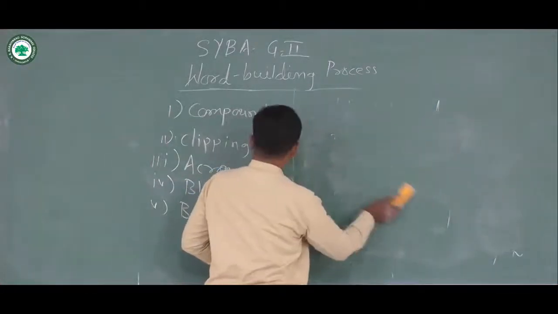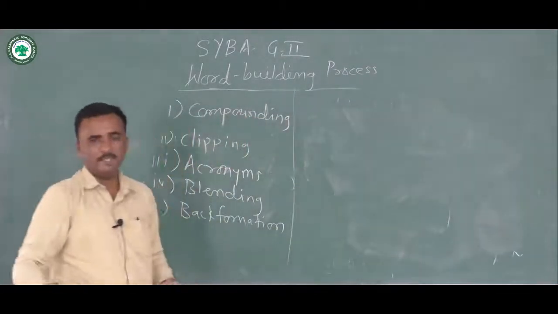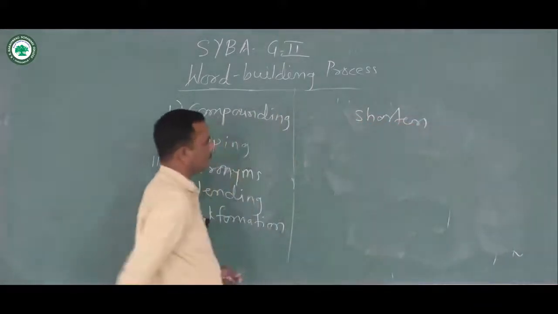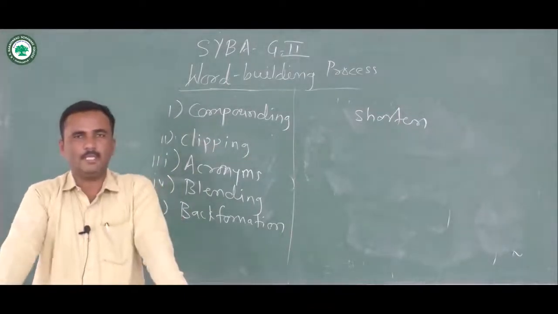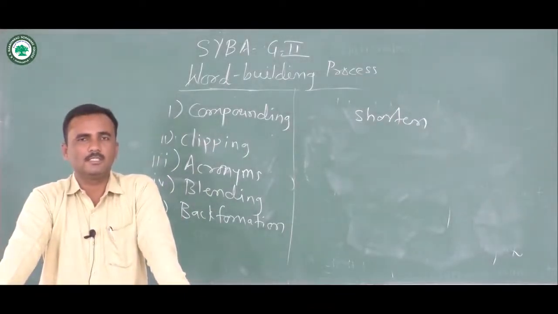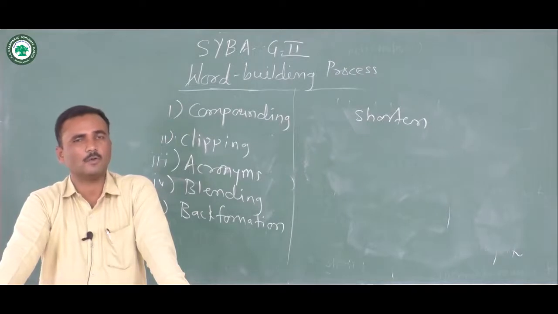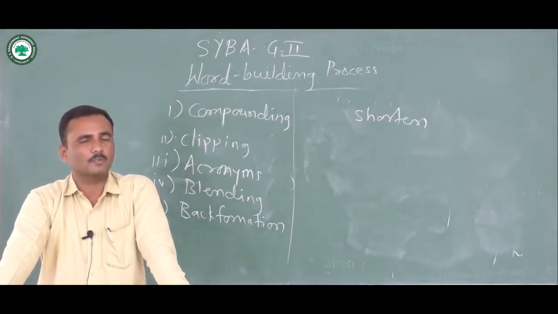Then the next process, clipping. Clipping means to shorten. When some part of the word is clipped or shortened, a new word is formed. This process of formation of words is called clipping. Remember, in order to create a new word, some part of the word is clipped or shortened, and when the word is formed through this process, it is to be called clipping.